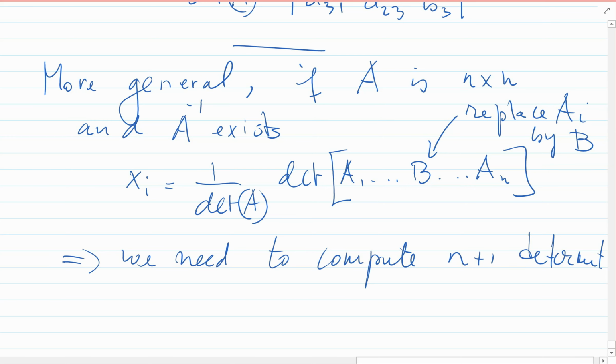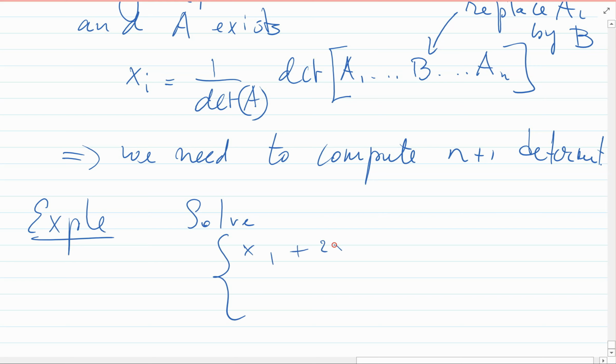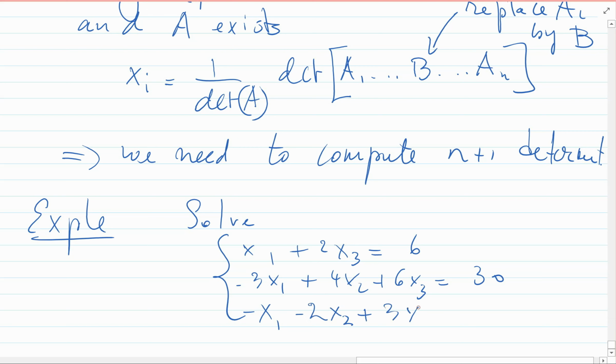Okay, so let's take an example of this. So let us take the following matrix example. Solve x1 plus 2x3 equals 6, minus 3x1, 4x2, 6x3 equal 30, and minus x1 minus 2x2 plus 3x3 equal 8.